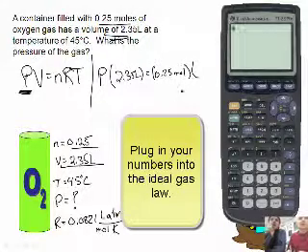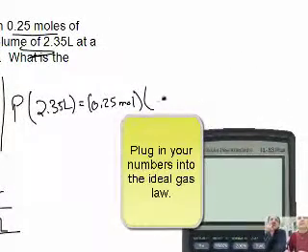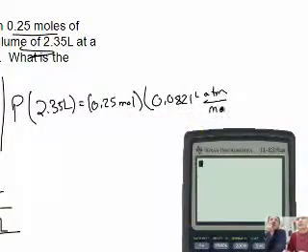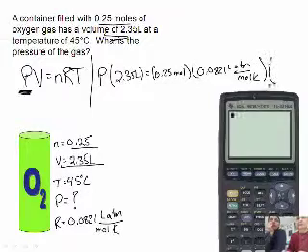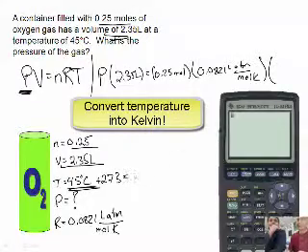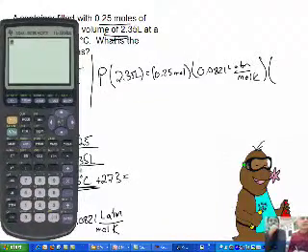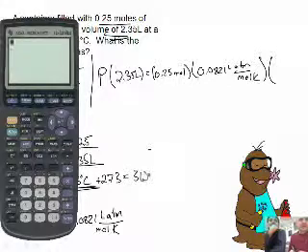Times R. I'm going to run out of space, aren't I? You can always move the calculator. I'll move the calculator down here for a moment. Times 0.0821 liter atmospheres per mole Kelvin times my temperature. Now, a tricky thing on the temperature: you must always put it in Kelvin, so you add 273. When you add those up, you get 318.